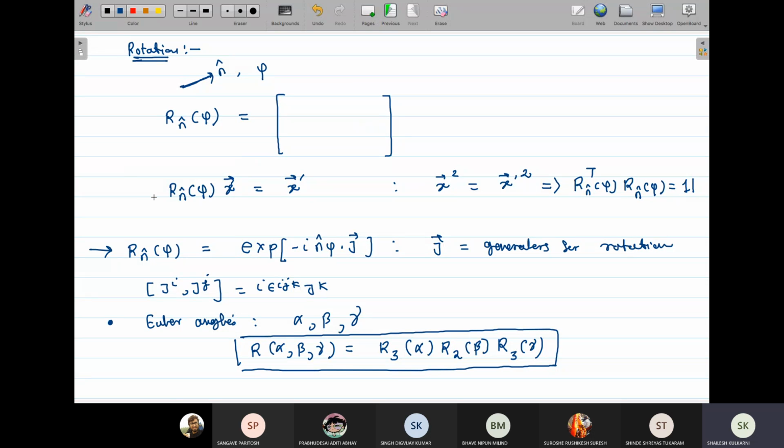So there are 2 parameterizations. One is called axis angle and the other is called Euler angle. So both give you a way to parameterize rotations. One is axis angle and one is Euler angle.